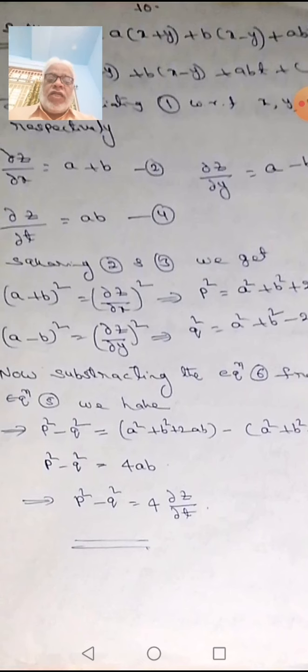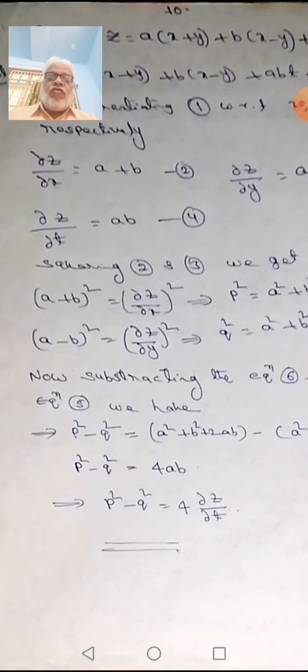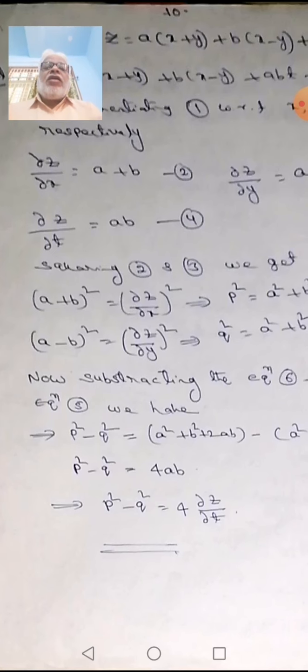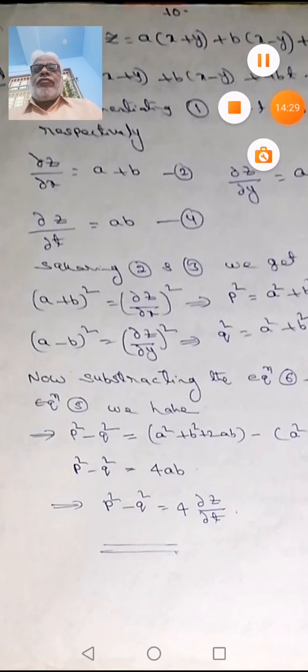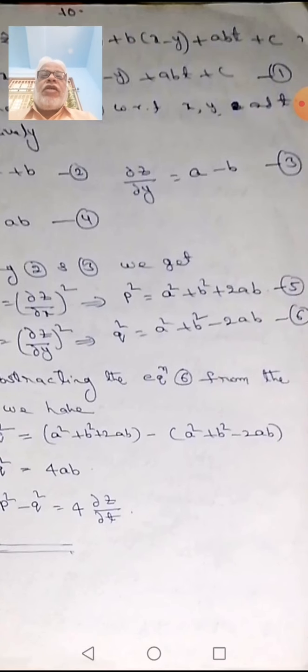But what is ab? ab is nothing but dou z by dou t. So finally, what is the partial derivative equation? That is p square minus q square is equal to 4 dou z by dou t. This is called the partial differential equation. Here what is the question? Z is equal to a of (x plus y) plus b of (x minus y) plus abt plus c.